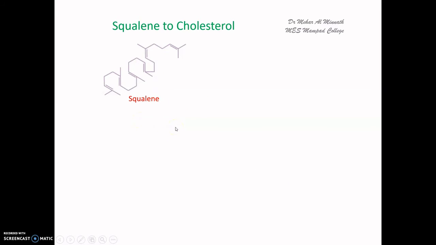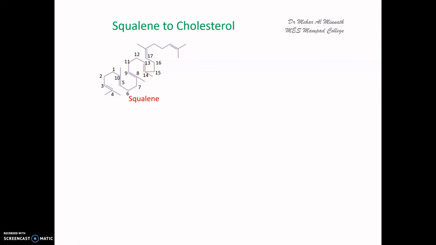If we number squalene, in order to understand better how the ring closure and other migrations or other reactions are happening, let us number the squalene. We'll start with the numbering pattern of cholesterol. We'll start with carbon 1 here, 2, 3, 4, 5, 6, 7, 8, 9, 10, 11, 12, 13, 14, 15, 16, 17. Okay, let's stop over here.